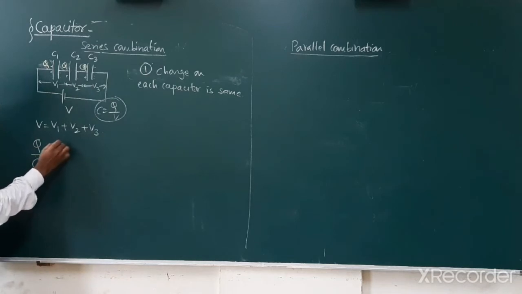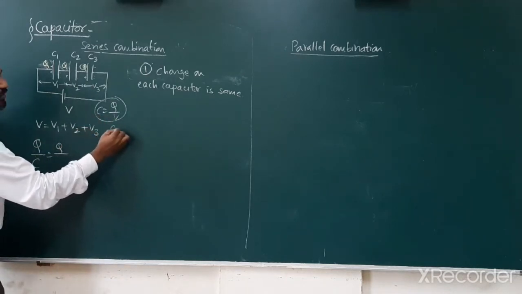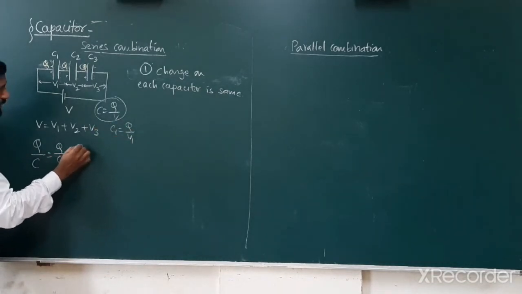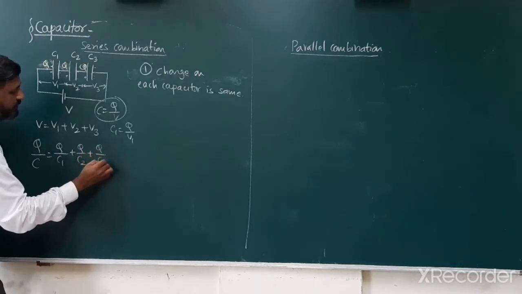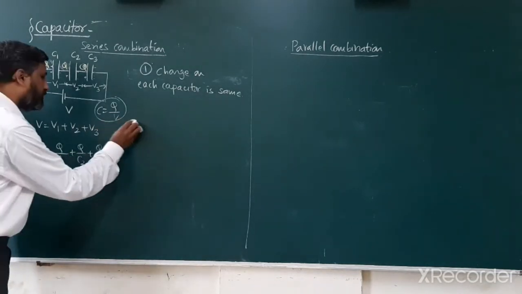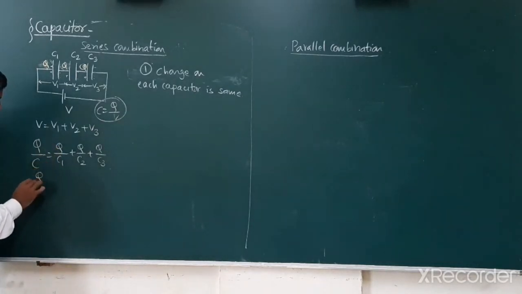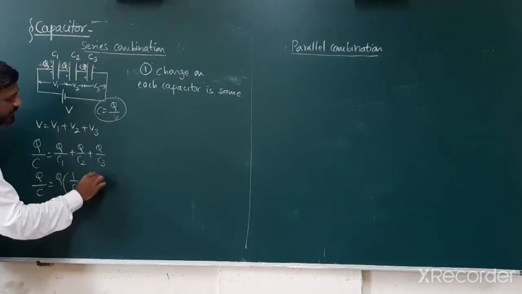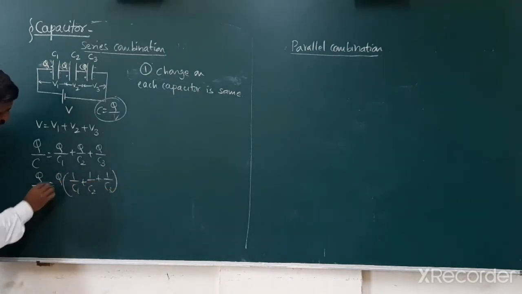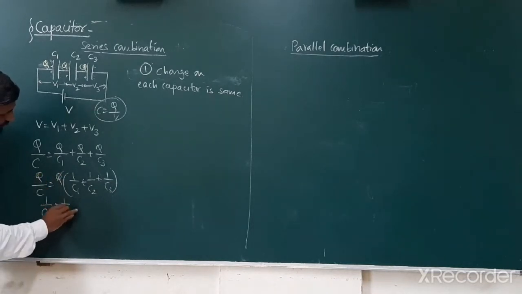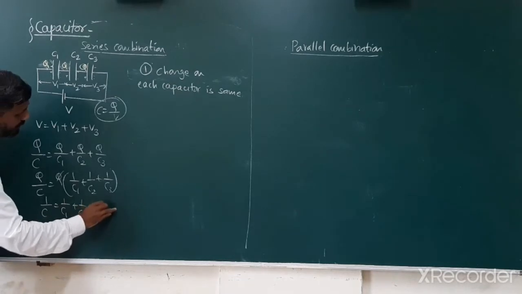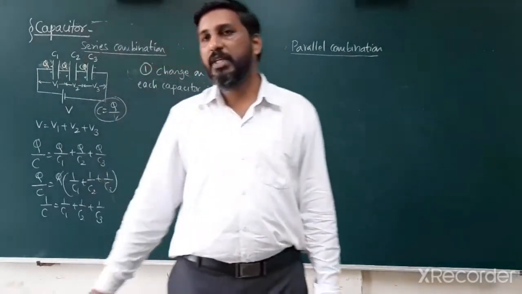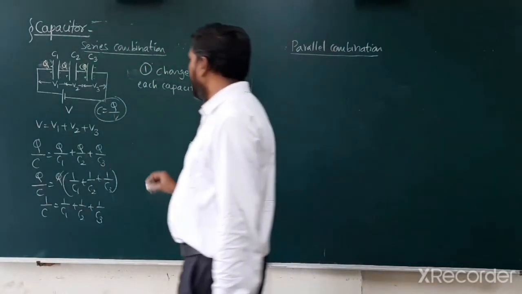So V1 equals Q by C1, and the total becomes Q by C1 plus Q by C2 plus Q by C3. Now Q can be taken common: 1 by C1 plus 1 by C2 plus 1 by C3. So Q gets cancelled. 1 upon C equals 1 upon C1 plus 1 upon C2 plus 1 upon C3. Means when capacitors are connected in a series combination, charge on each capacitor remains the same.